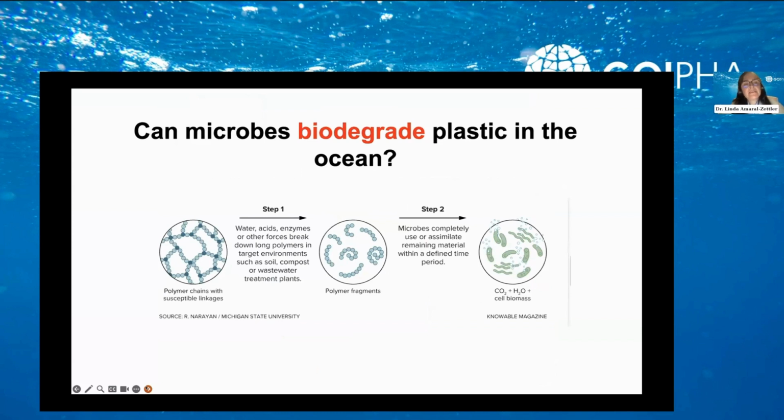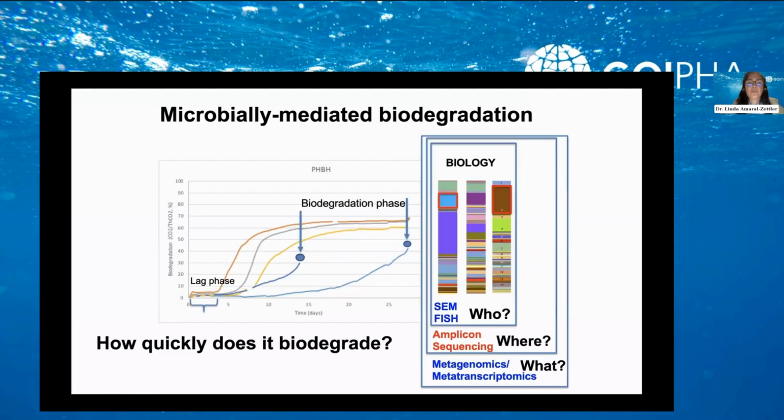So when we ask if microbes can biodegrade plastic in the ocean, we shouldn't only be thinking about whether they can break them down into smaller fragments, but all the way down into the essential elements that other organisms can use: CO2 and/or methane, water, and cell biomass. So when we think about microbial-mediated biodegradation, my group is very interested in who does it, where they do it, and how they're effectively functioning. But we also want to think of how quickly this happens.